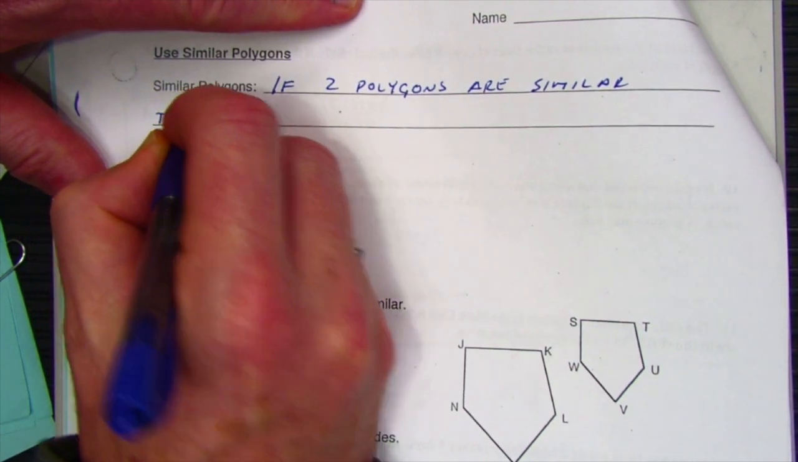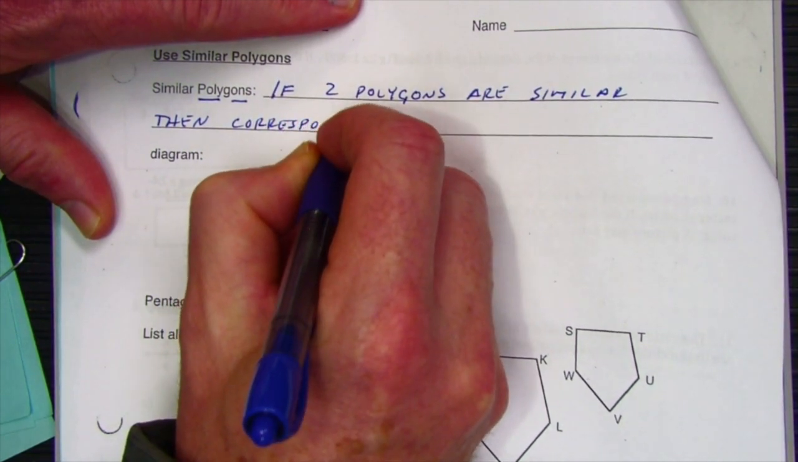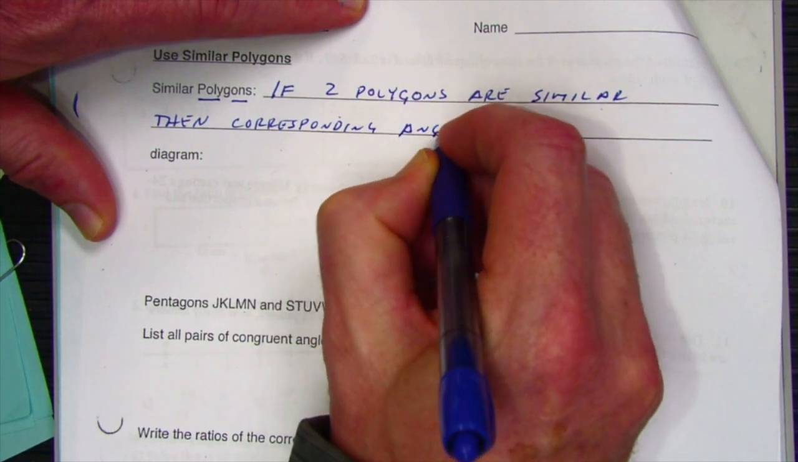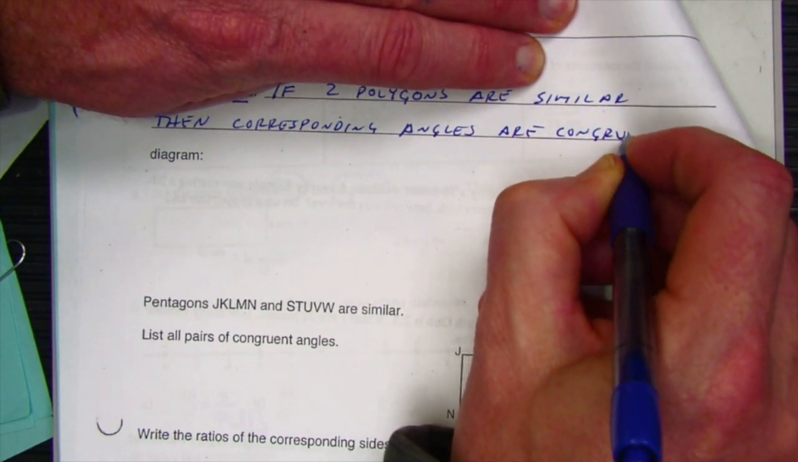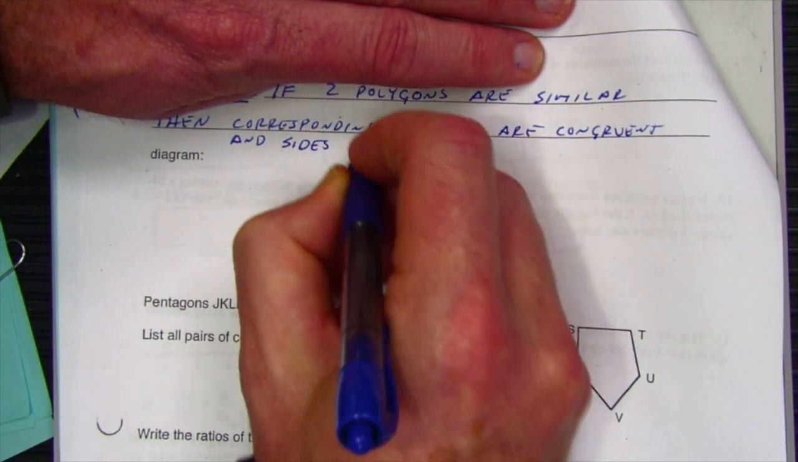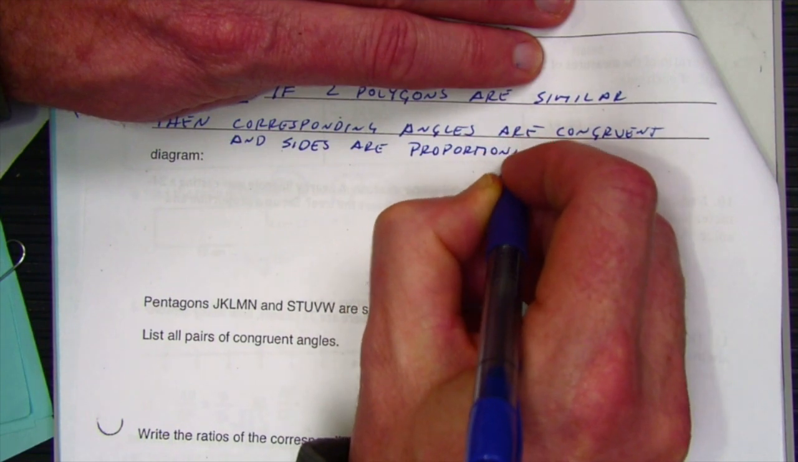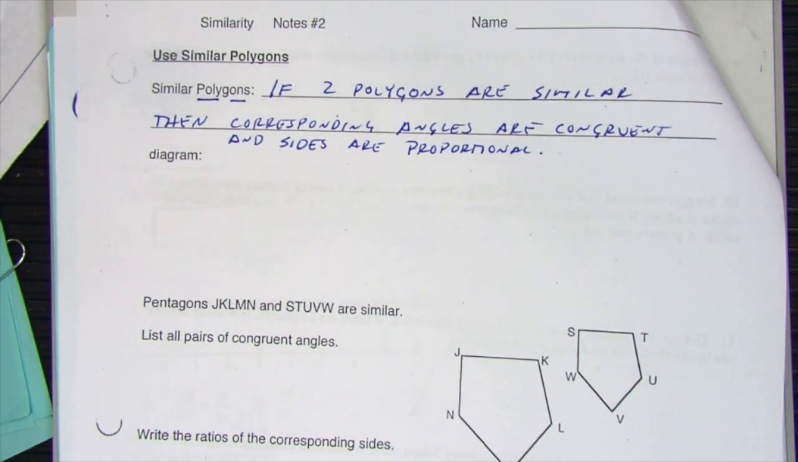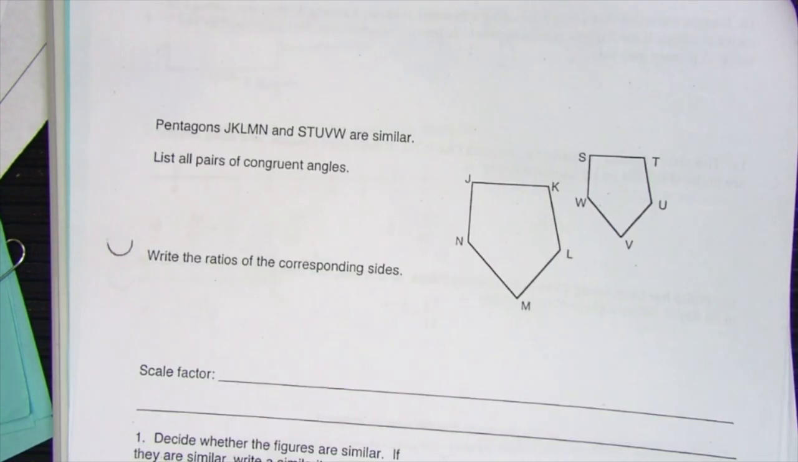then the corresponding angles are congruent and the sides are proportional. Okay? So make sure you get that added to your notes. So if two polygons are similar, then the corresponding angles are congruent and the sides are proportional. If you need to pause it so you can get that written down, that's fine. Go ahead and do that, but I'm going to keep going.